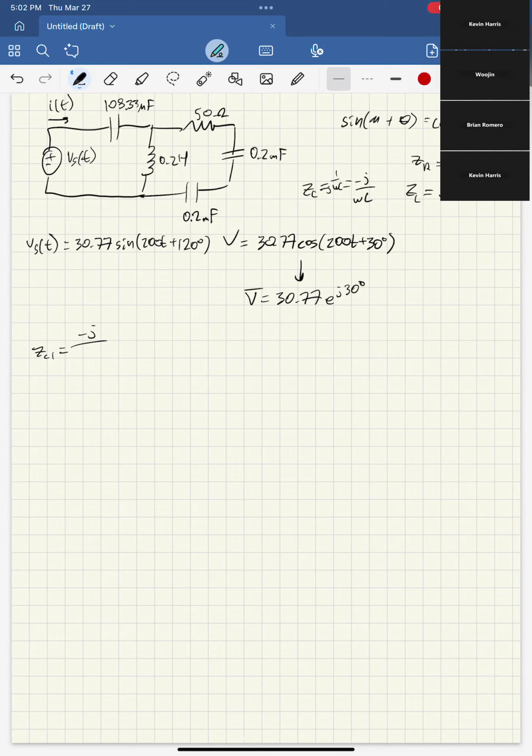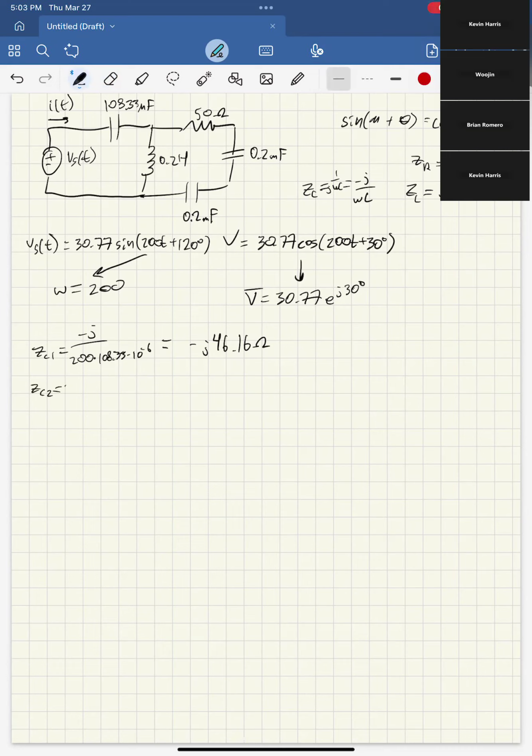So we have negative j over omega in this case, and as you can see from here omega is 200. So now we have negative j over 200 times 108.33 times 10 to the negative 6, which just so happens to be about negative j 46.16 ohms. Usually we write impedances in the a plus bi form, or a plus bj form. I'll do the other capacitor first.